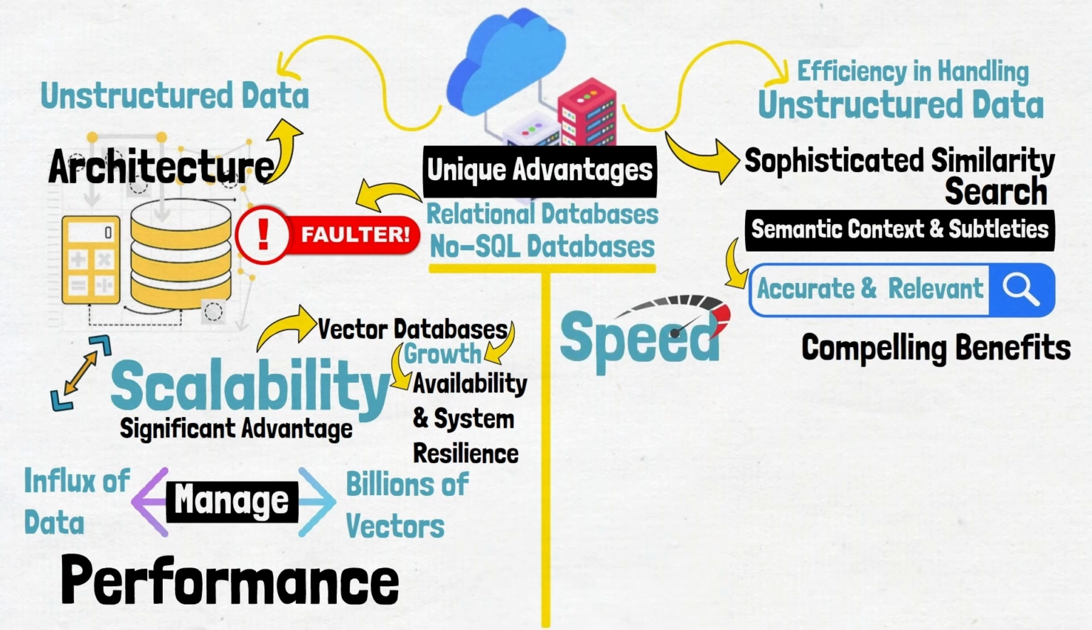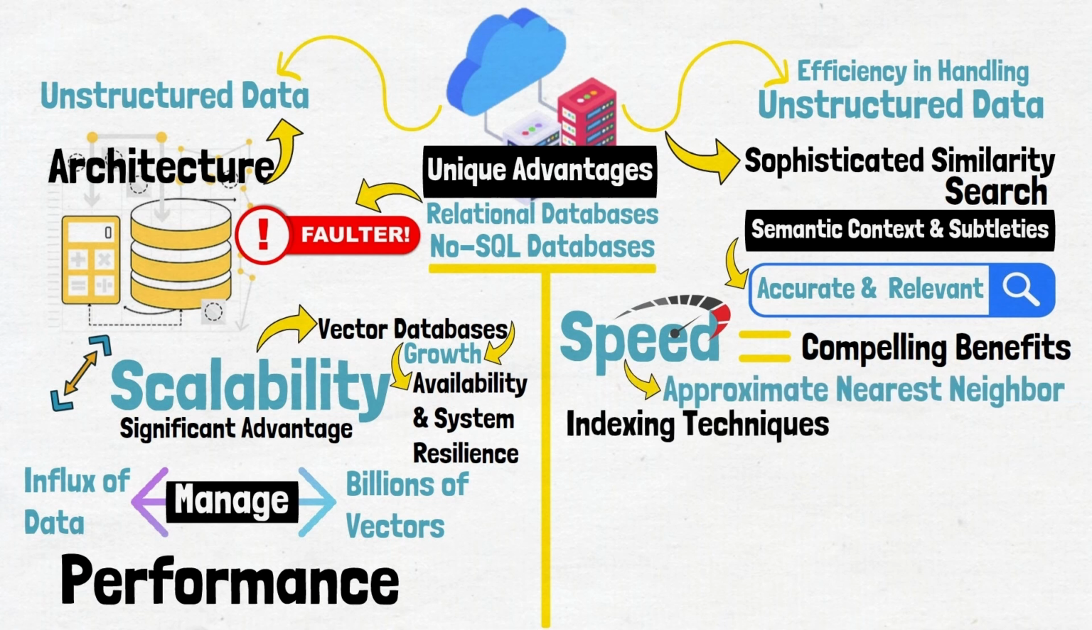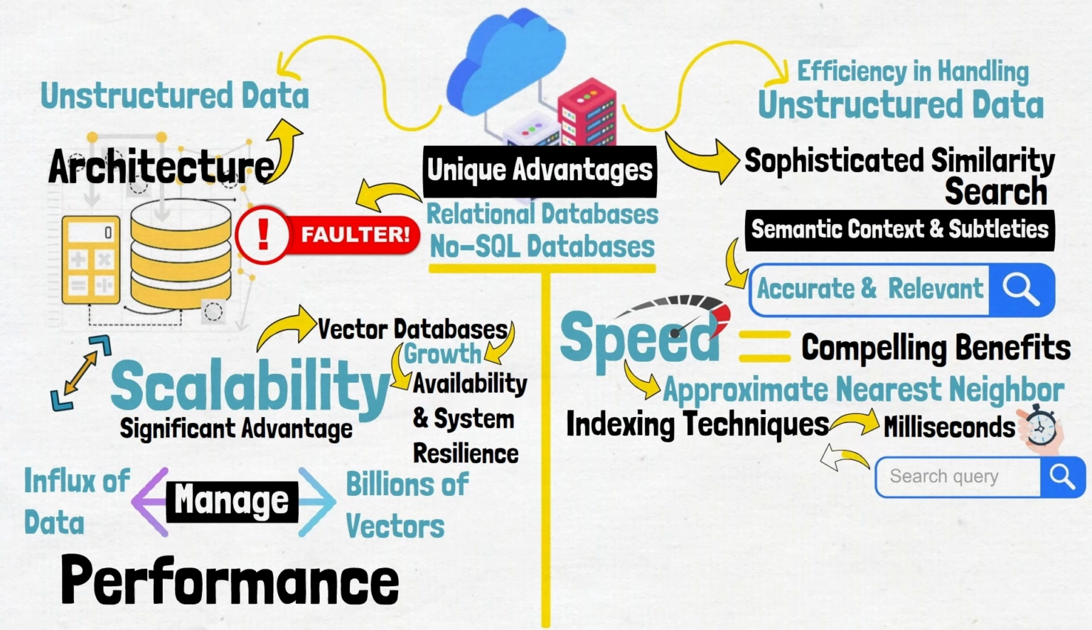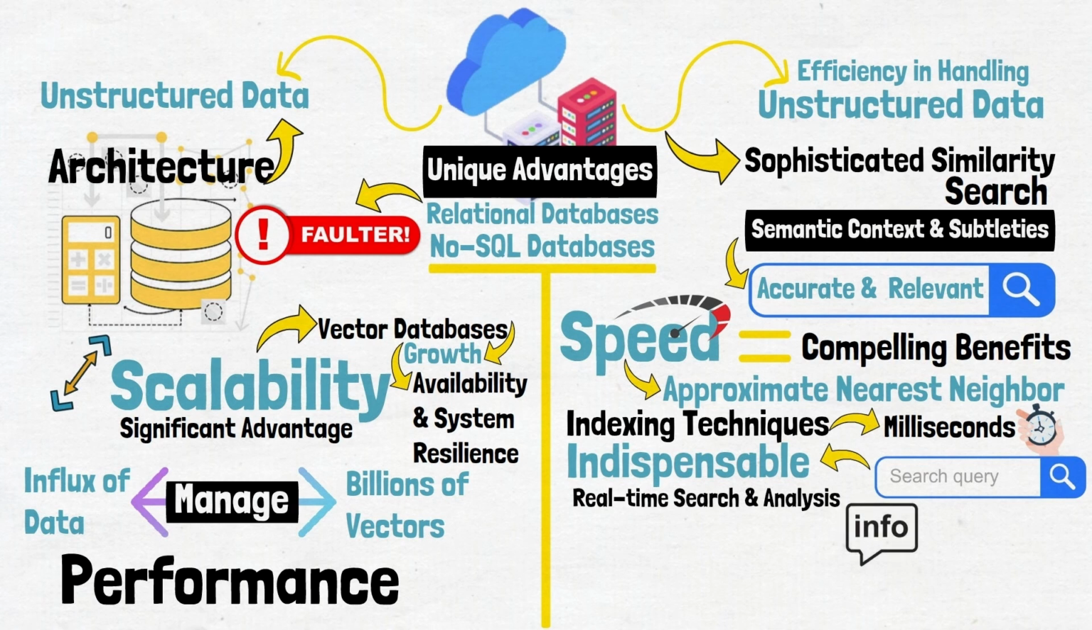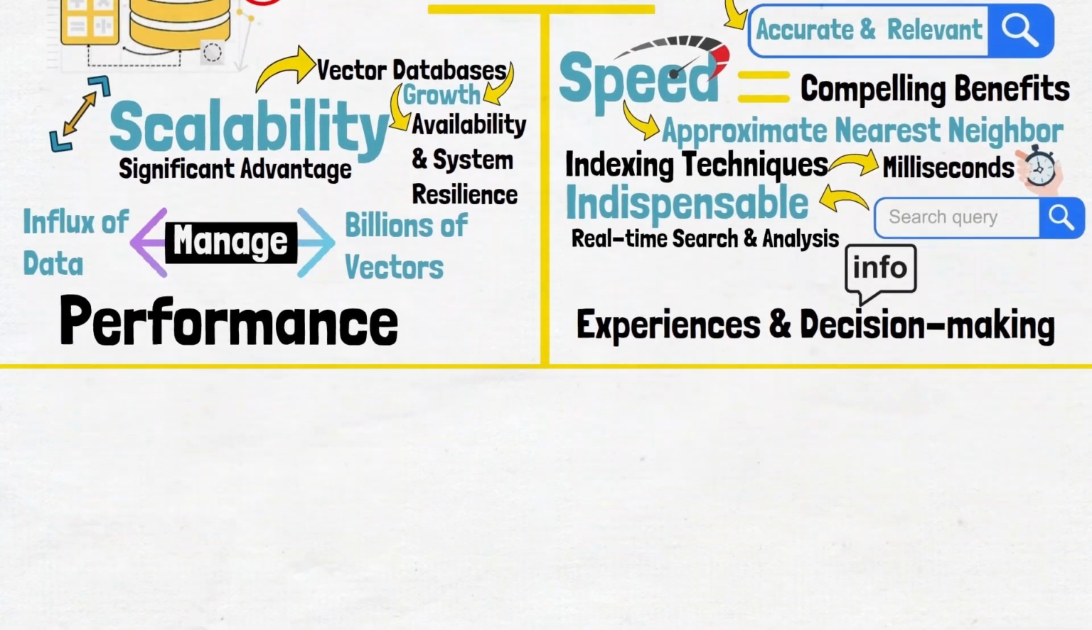Speed. One of the most compelling benefits of vector databases is their speed. Utilizing approximate nearest neighbor search algorithms and highly efficient indexing techniques, these databases can execute searches within milliseconds, even when dealing with extensive collections of vectors. This rapid retrieval capability is indispensable for applications that demand real-time search and analysis, enabling instant access to information in a way that transforms user experiences and decision-making processes.